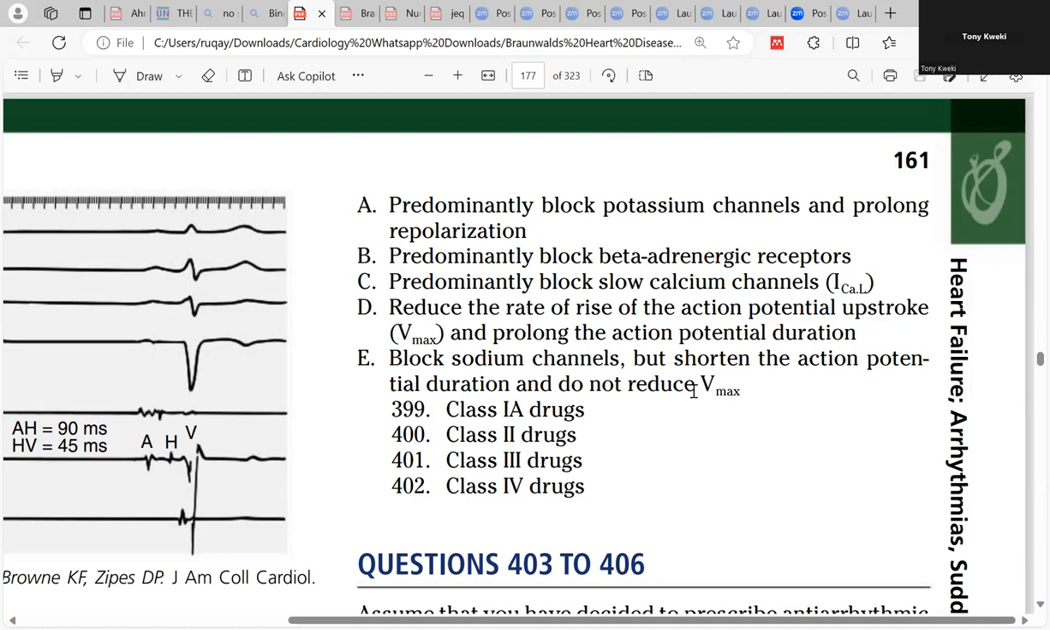1B, examples are lidocaine, mexiletine, and phenytoin. They also reduce Vmax, but to a very minimal extent, and they can also shorten the action potential. They don't have an effect on repolarization. Class 1C drugs, examples being flecainide and propafenone, reduce Vmax. They also slow conduction, and they prolong the action potential and increase repolarization time. I don't know if that is clear or not.